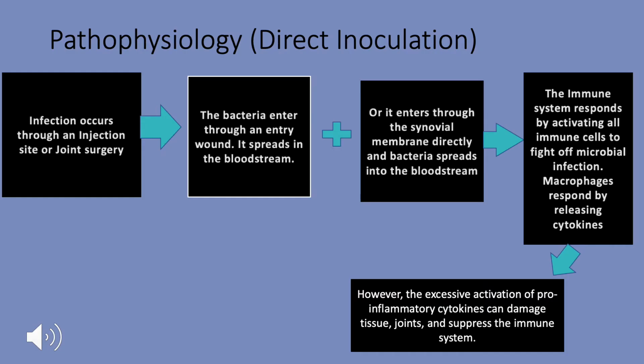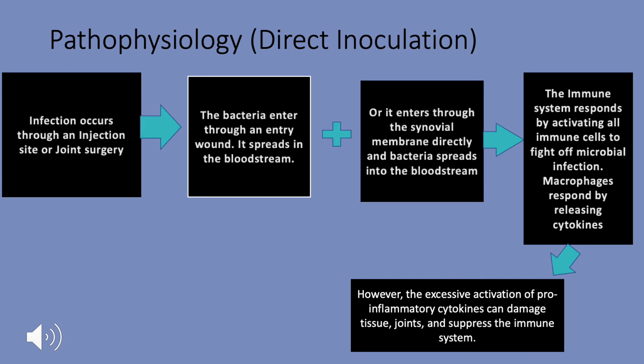Another entryway for bacteria and viruses to get into the body and cause septic arthritis is through direct inoculation, which is an infection that occurs through an injection site, joint surgery, or just an open wound. Then the bacteria could either enter through that wound and spread through the bloodstream to the joint, or the bacteria could enter through the synovial membrane directly and then spread into the bloodstream, circulating throughout the body.